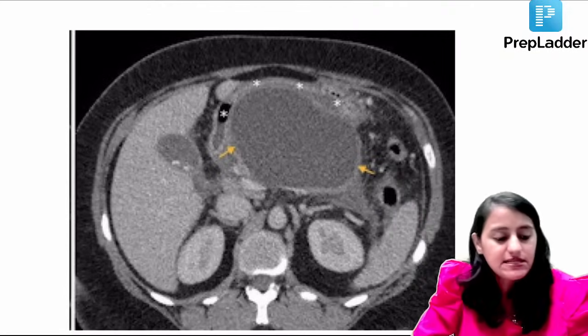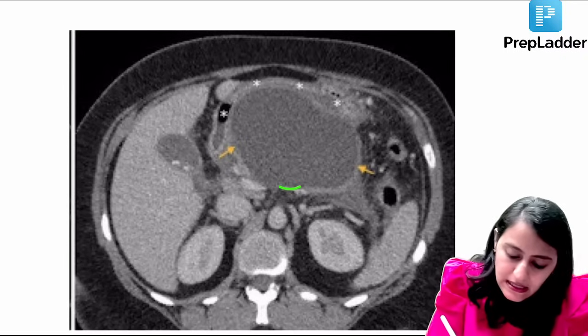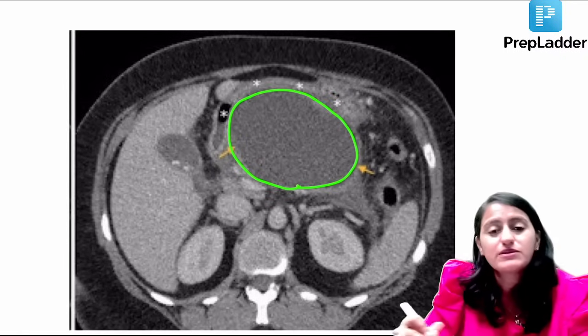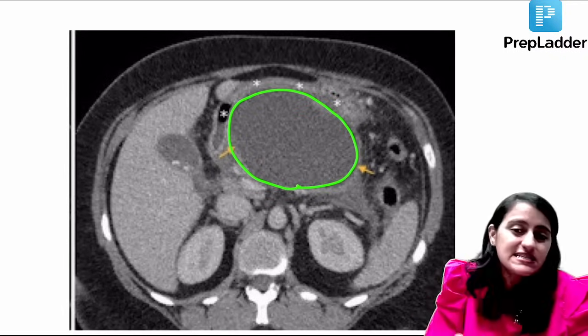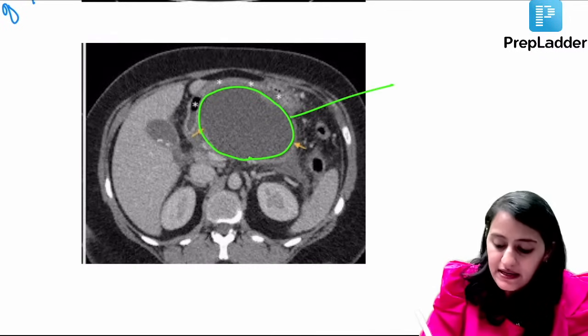What are you seeing in this? It has been asked in FMGE exam, NEET PG exam quite a few times. A gray color lesion with a wall surrounding it. So a cyst-like appearance in the region of pancreas. There is a background history of pancreatitis.